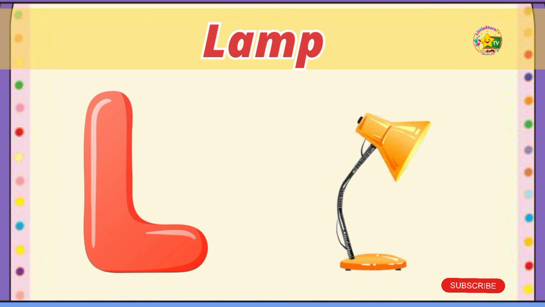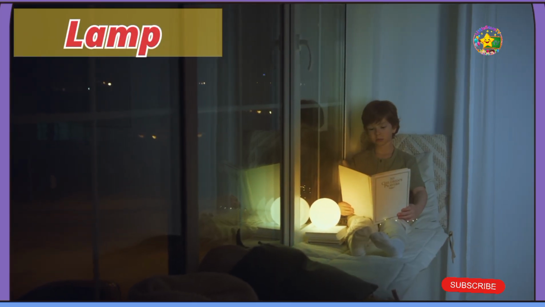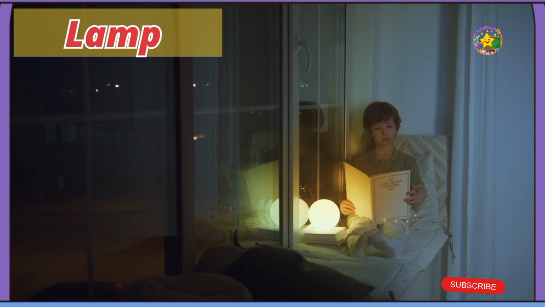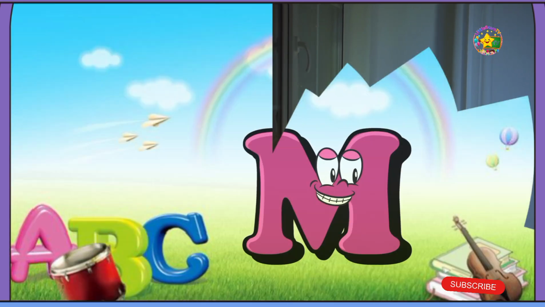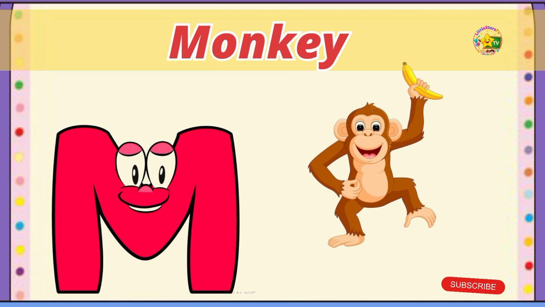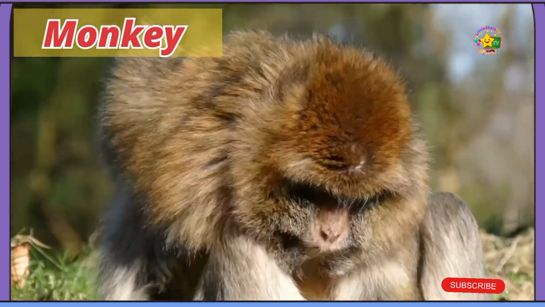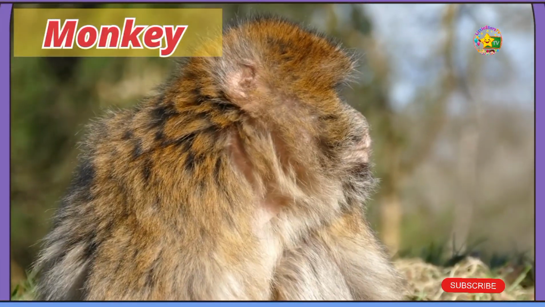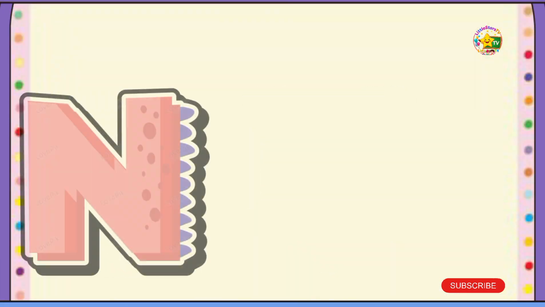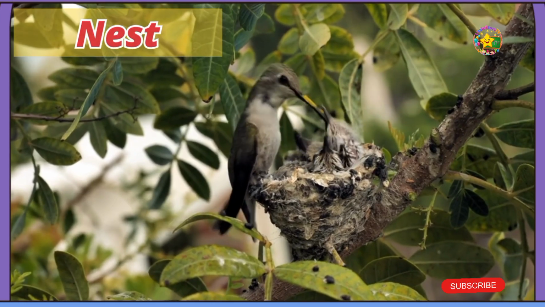L for lamp. Lamp gives light. M for monkey. N for nest. Look, small birds in nest.